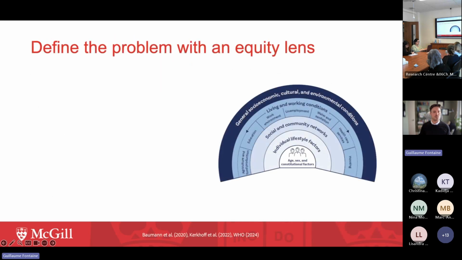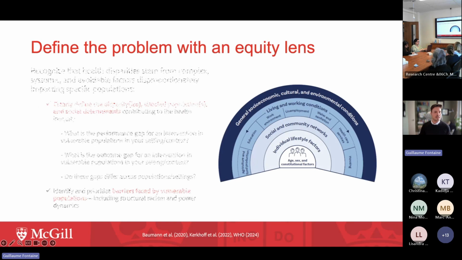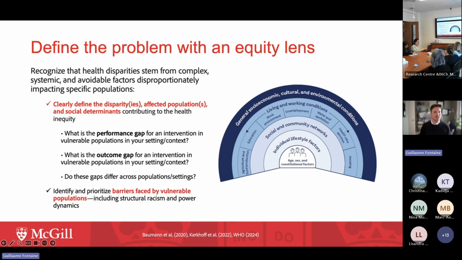But if we're looking at defining the problem with an equity lens, what does that mean? First, it's really about clearly defining the disparities, the affected populations, and the social determinants contributing to the health inequity. Often in guidelines and papers that touch upon this, it's about clarifying the performance gap for an intervention in vulnerable populations. What is the level of access to point of care testing or testing for hepatitis C in this population versus this population, and looking at different settings as well? How do these compare? And also looking at the outcome gap. So the performance gap for those interventions, the outcome gap as well in terms of health outcomes and client outcomes, and looking at how those gaps differ across populations and settings.